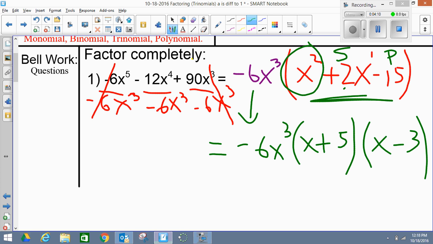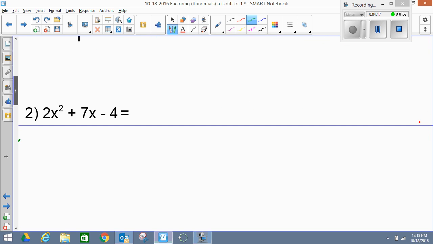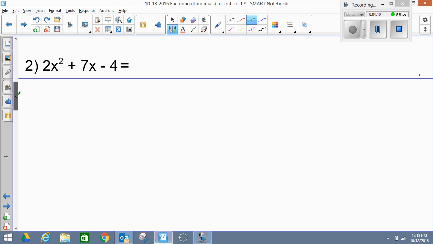Today the idea is to factor trinomials that have a leading coefficient different from 1. So here in problem number 2, I can see that I have a leading coefficient equal to 2. So that's what I'm going to address today. Now, the process here is different. The first step you have to do is multiply my leading coefficient times my constant. Multiply those two. 2 times -4 is -8.